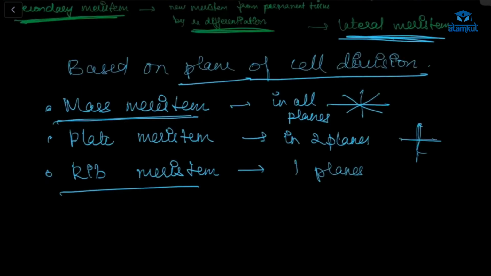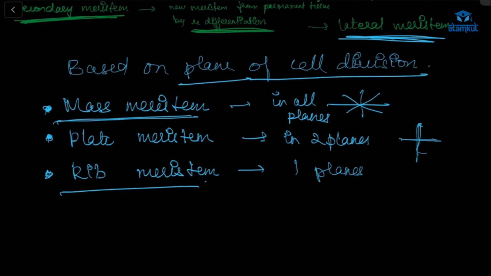Okay. Then based on the plane of cell division, who will answer this? This is very simple. Arham, answer me: based on planes of cell division, how is meristematic tissue classified? Can you see the display, I mean the screen? There are three types, right? Mass meristem, plate meristem, and rib meristem.